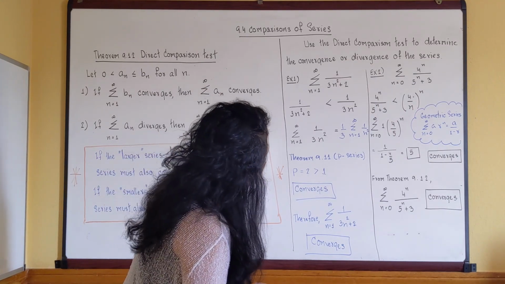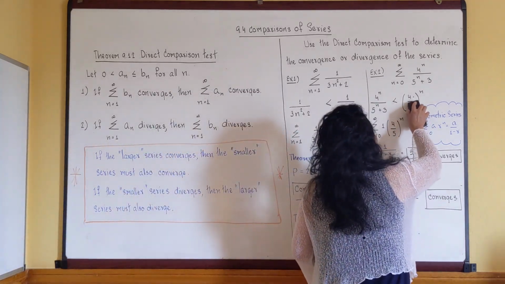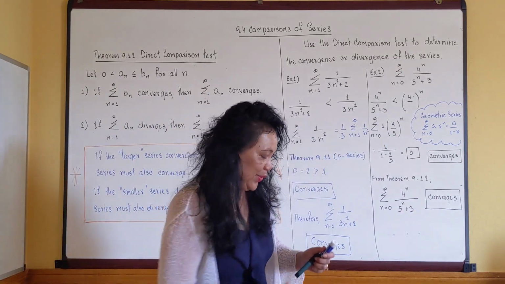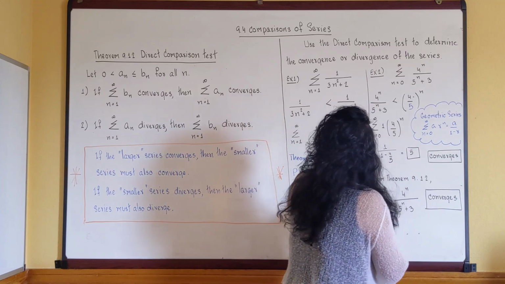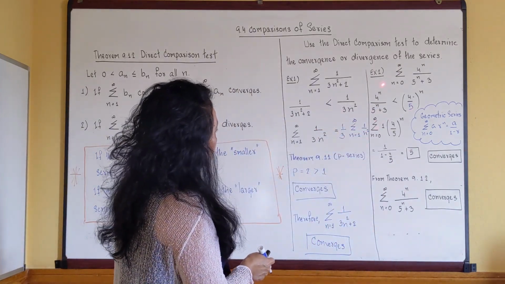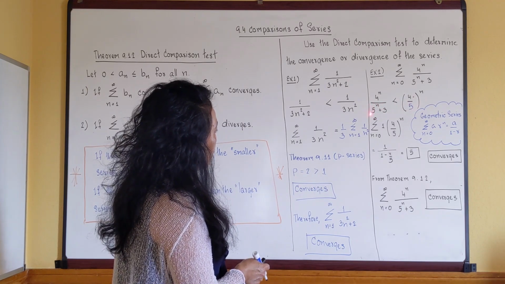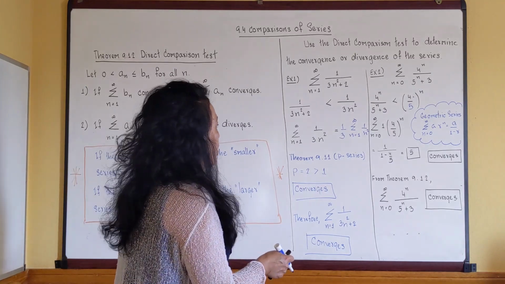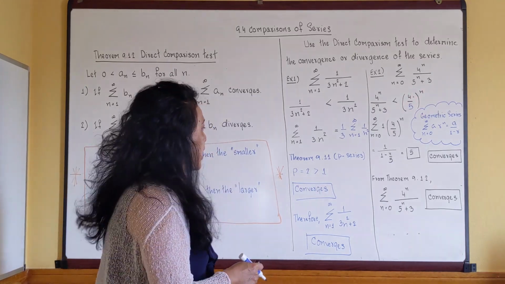Actually, I made a mistake. This should be 5 to the n, because I want it to be close and similar to this one. So this 5 to the n plus 3 is bigger than 5 to the n. So this whole thing is smaller than 4 to the n over 5 to the n. And I'm going to use this to test.